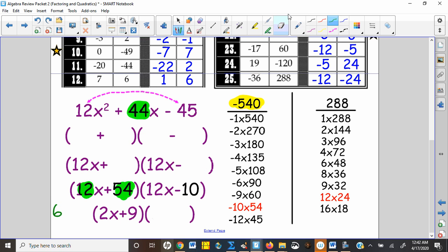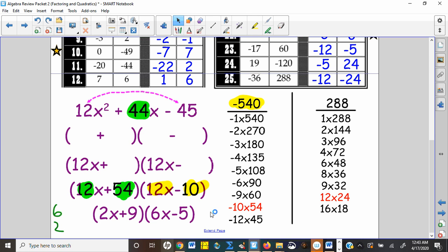Now look at the second set of binomial. 12 and 10, what goes into those? Well, this time it is just a 2, isn't it? Only a 2 goes into those numbers. So I'm going to take a 2 out, throw it away. What do I have left over? Well, a 6x minus 5. Okay. By the way, what is 6 times 2 here? 6 times 2 is 12.